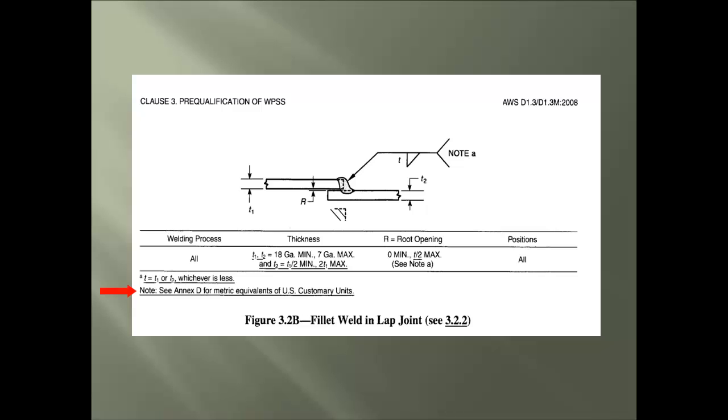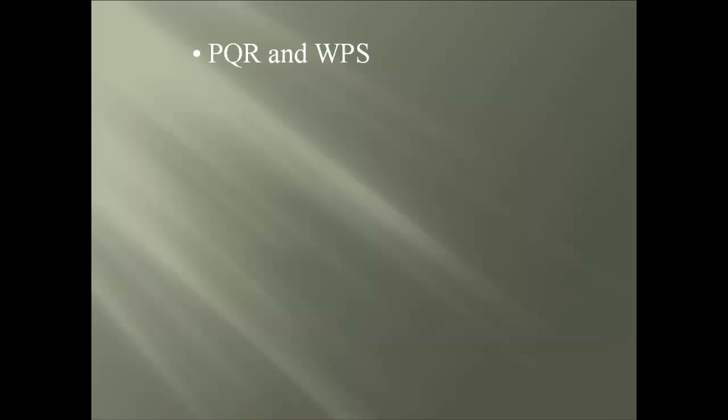Now we see, even using a small detail like this, you must be heads up for any notes provided. And we close with the actual figure heading, which we see the numbers of 3.2.2 in parentheses. And this refers you back for a better explanation within the code for this joint detail.